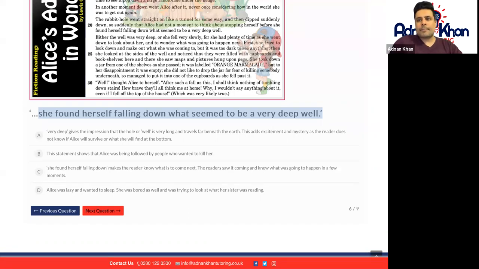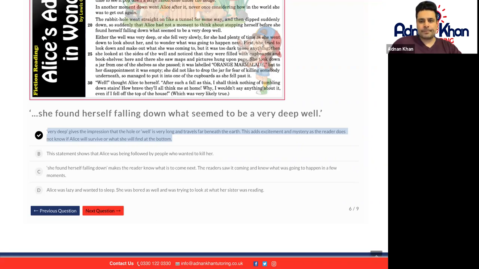Okay, so I would say this is a little bit of a tricky one, but I would say it's A. Because "very deep" gives the impression that the hole or the well is very long and it travels far beneath the earth. This kind of adds excitement and mystery as the reader does not know if Alice will survive or what she will find at the bottom of that hole or well. That's where the mystery comes from and the excitement. Okay.